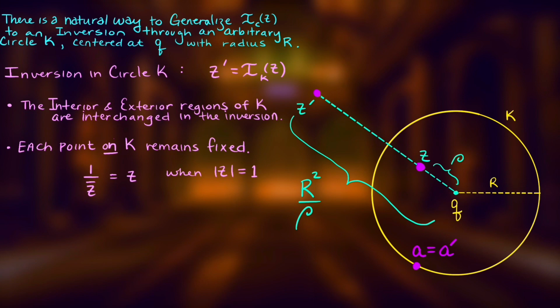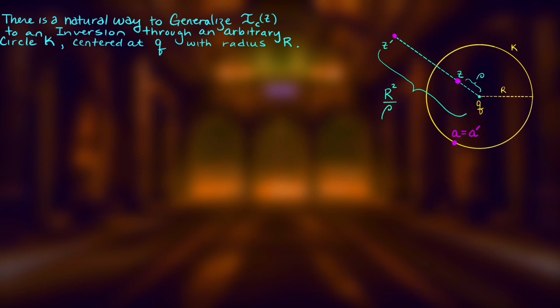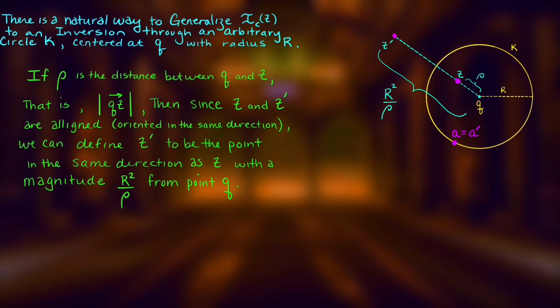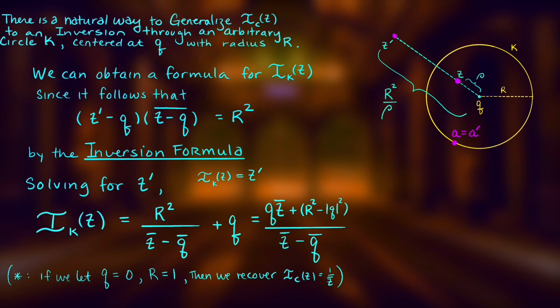And the way that we're going to do this is we're going to go back to similar triangles. If rho is the distance between points Q and Z, that is, the magnitude of vector QZ, then since Z and Z prime are aligned, oriented in the same direction, we can define Z prime to be the point in the same direction as Z with a magnitude of r squared divided by rho from point Q. We can define a formula for capital I sub K of Z, since the inversion formula would suggest Z prime minus Q multiplied by Z minus Q conjugate is equal to r squared. We can solve for Z prime and get this formula. And we notice that if we let Q equal 0 and capital R equal 1, we recover the inversion in the unit circle centered at the origin in the complex plane, 1 over Z bar.